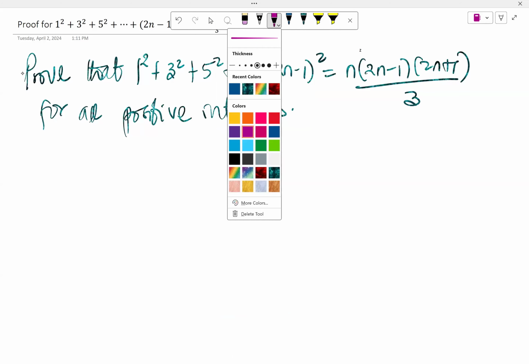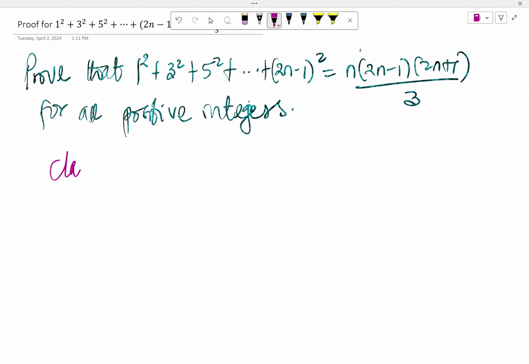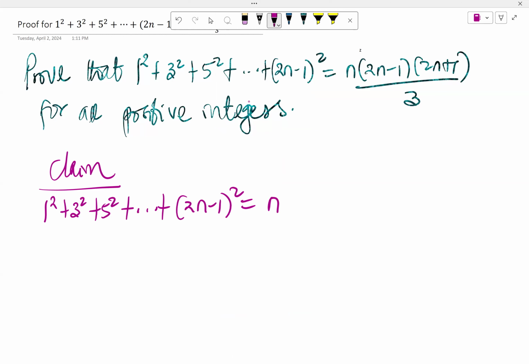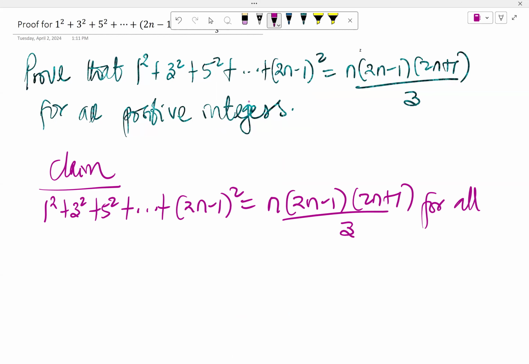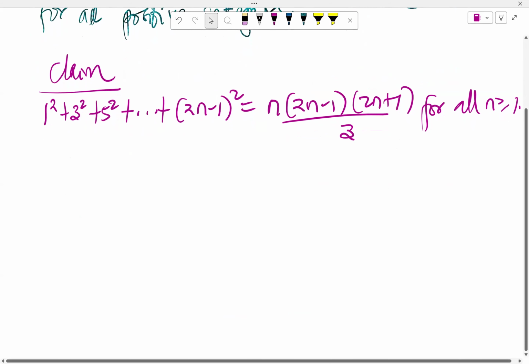So first, let's talk about the claim. What is the claim we are dealing with here? The claim is that 1 squared plus 3 squared plus 5 squared plus all that plus (2n minus 1) squared is the same thing as n into (2n minus 1) into (2n plus 1) divided by 3, for all n greater than or equal to 1, for all positive integers.